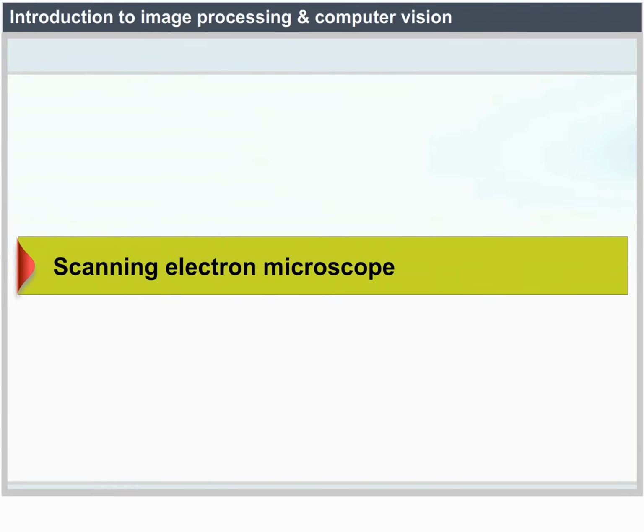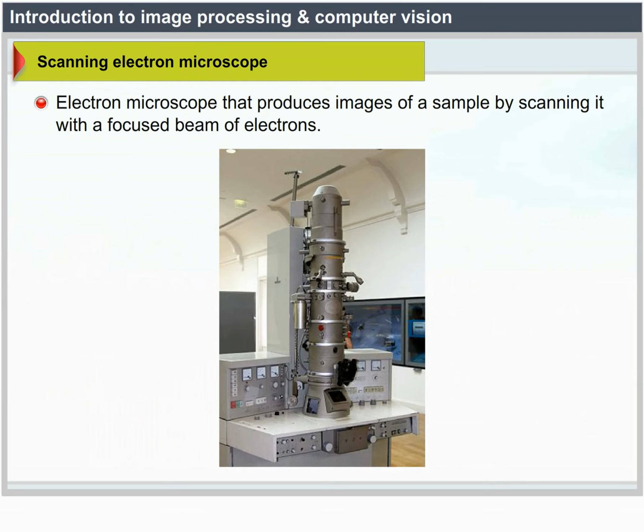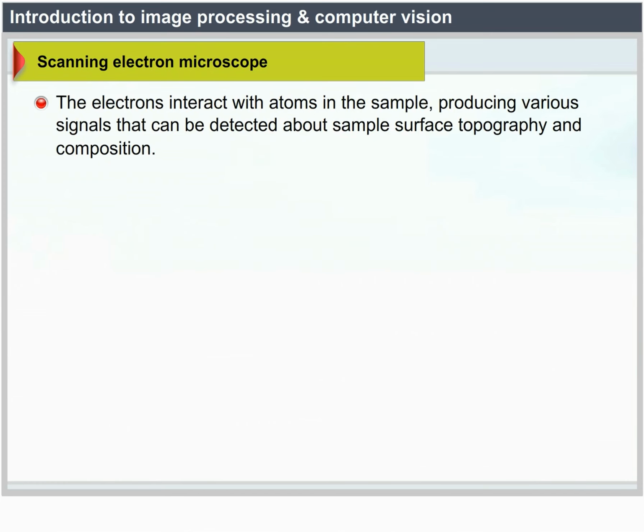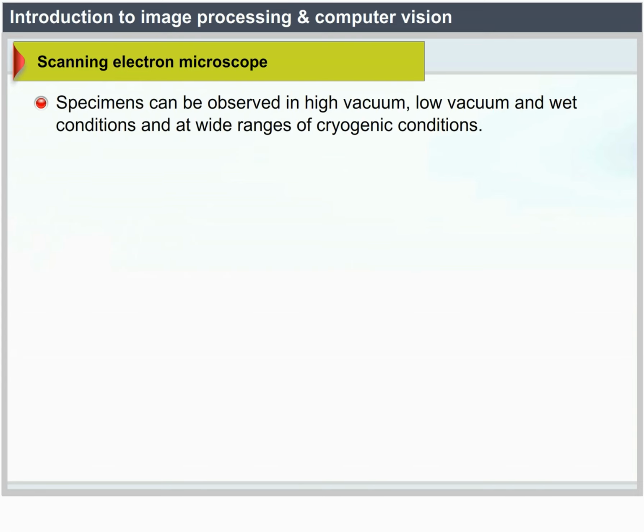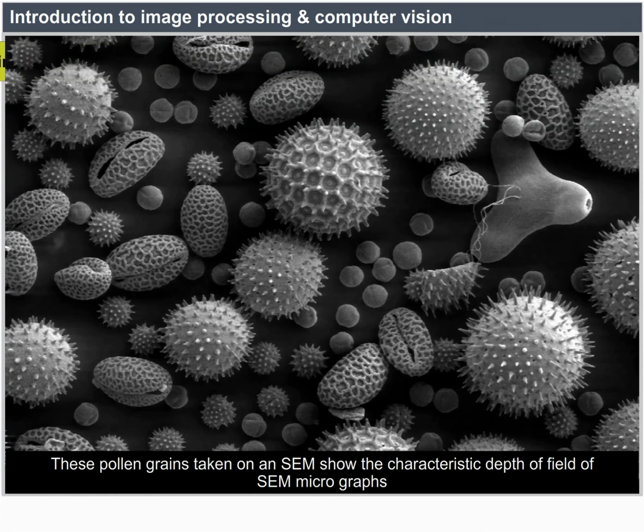Scanning electron microscope. An electron microscope that produces images of a sample by scanning it with a focused beam of electrons. The electrons interact with atoms in the sample, producing various signals that can be detected about sample surface topography and composition. SEM can achieve resolutions better than 1 nanometer. Specimens can be observed in high vacuum, low vacuum, and wet conditions, and at a wide range of cryogenic conditions. These pollen grains taken on an SEM show the characteristic depth of field of SEM micrographs.